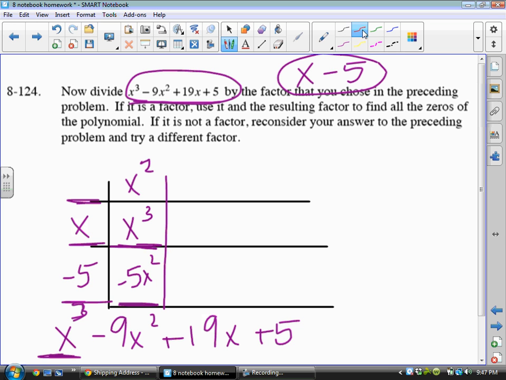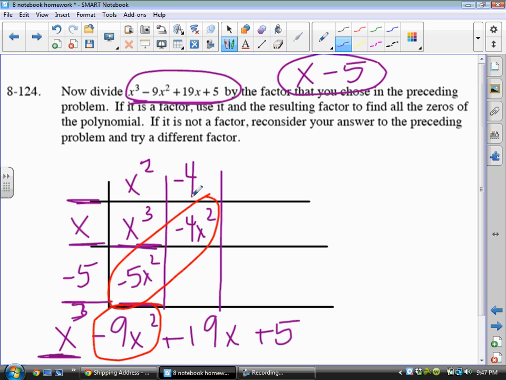Now here's where my diagonals come into play. This right here needs to be this. Alright, so I have negative 5x squared. I need negative 4x squared to make a total of negative 9x squared. Alright, so if that's going to be in the top part, blank times x to give me negative 4x squared would be negative 4x. And I can fill out the bottom corner, or bottom box.